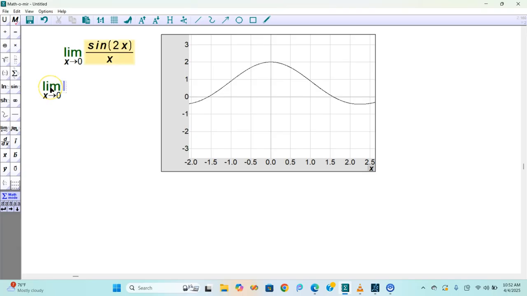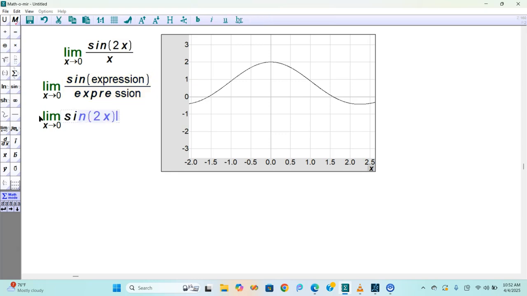The limit as x goes to 0 of something like, say, sine of some expression, divided on the bottom by the same expression. This is one that you should have learned in class, where the expression here is the same as the expression here. What does that mean? For example, it could look like sine of 2x over 2x. This limit is equal to 1. Or the limit as x goes to 0 of sine of 4x divided by 4x. That's equal to 1 also.